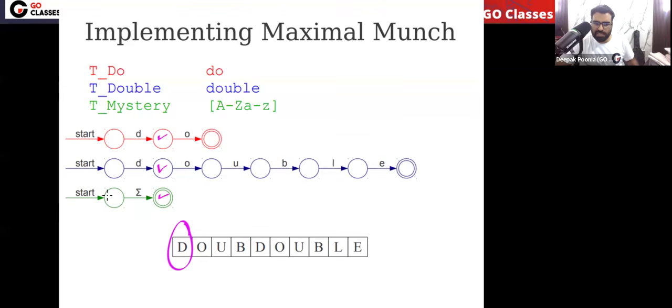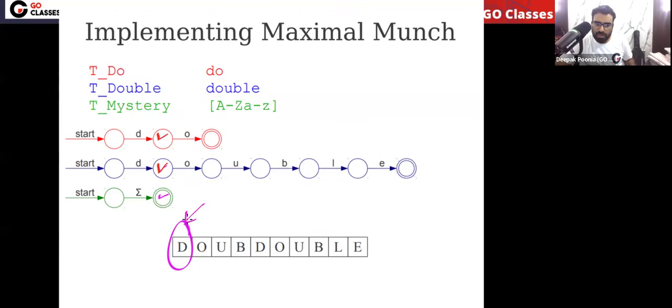So you can see from the start state, we will start. When you read this character D, then in the first NFA, I will be in this state. This is not a final state. In this NFA, I will be in this state. This is not a final state. So basically, we are in the race. Yes or no? We are in the race. But here you can notice in the third NFA, we have gone to the final state.